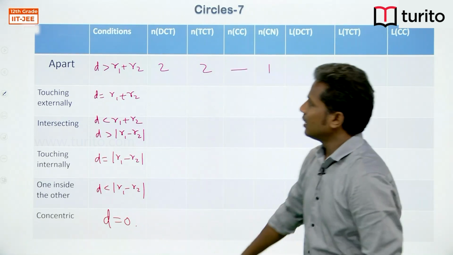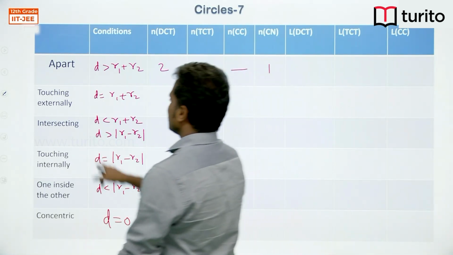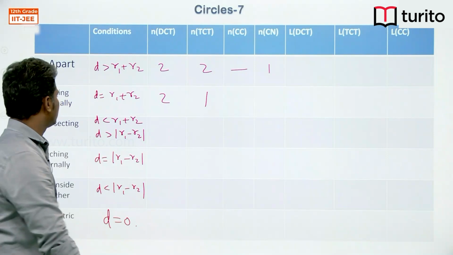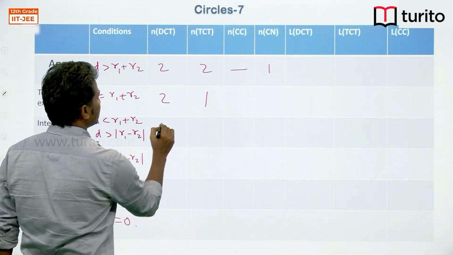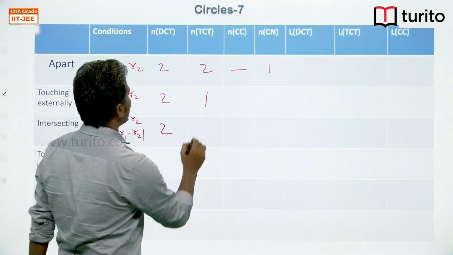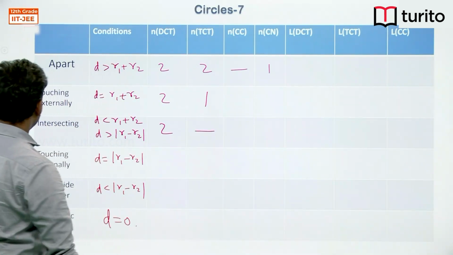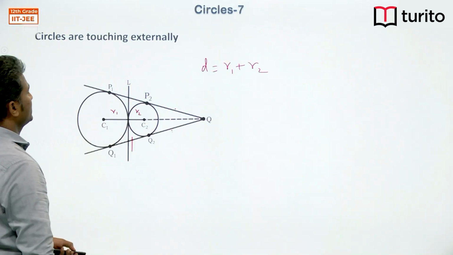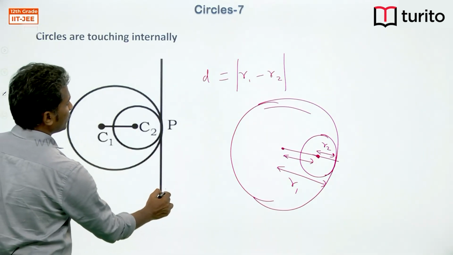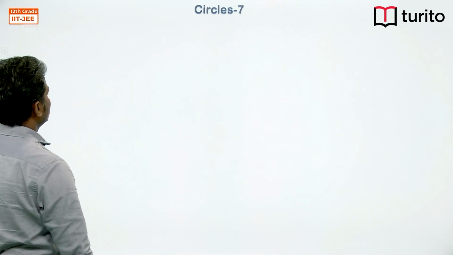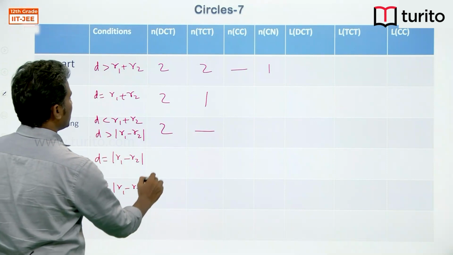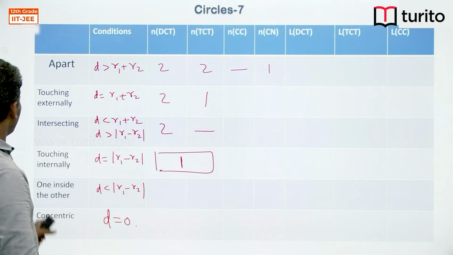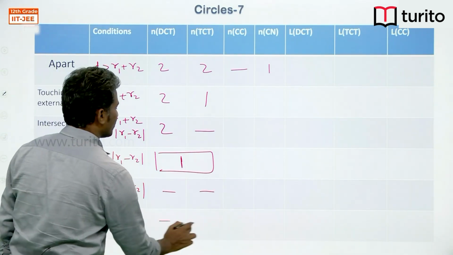Now let's take the direct common tangents. When touching externally, direct common tangents will be 2 and transverse common tangent is 1. If the circles are intersecting, we get 2 direct common tangents and no transverse common tangents. If they are touching internally, there is only one common tangent. Remember the case: touching internally, there is only one common tangent. I'll write it in a box here. And one inside the other, no common tangents. Concentric also, no common tangents.